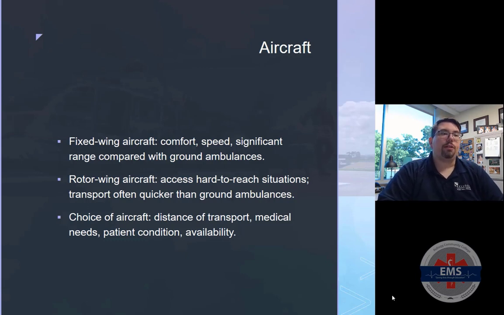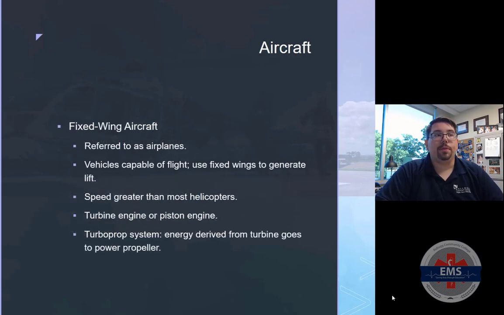Speaking of rotary wing aircraft, they are able to access hard to reach situations. They're able to transport often quicker than ground ambulances, and they can obviously get to places where a fixed wing aircraft could not. Choices of aircraft really are based on things like distance of transport, medical needs, patient condition, availability, prolonged scene time. I'll add to that. All of those become a major consideration.